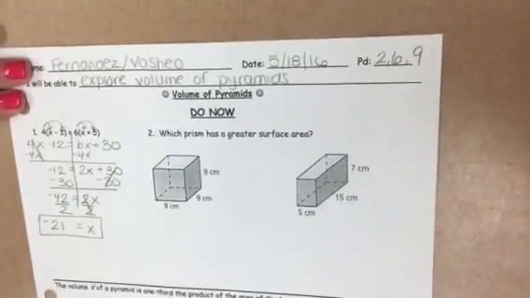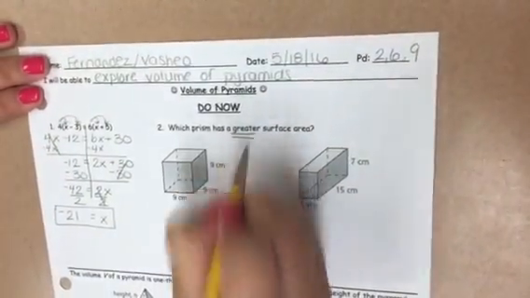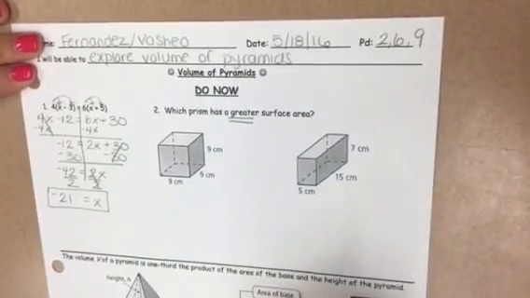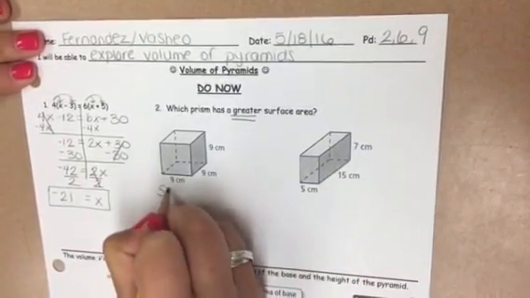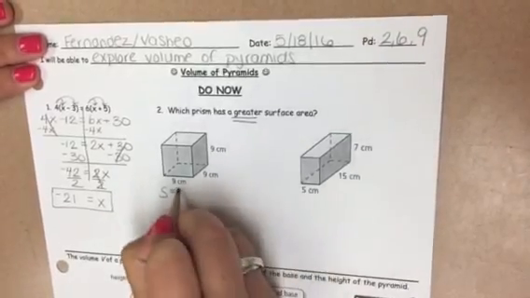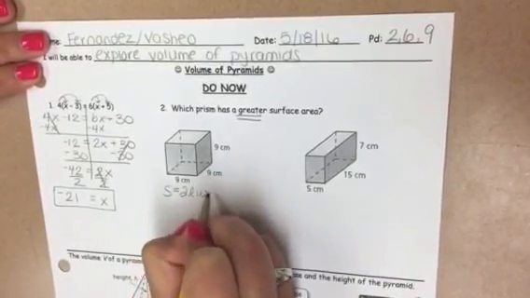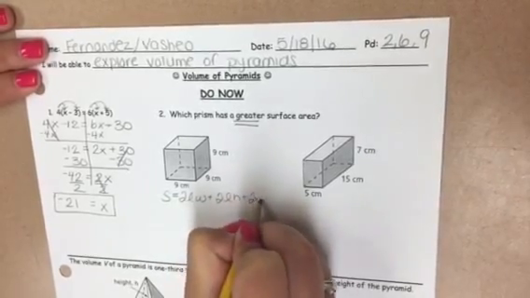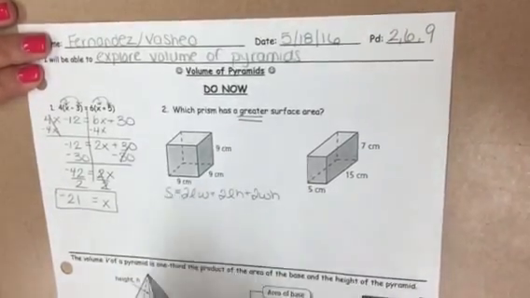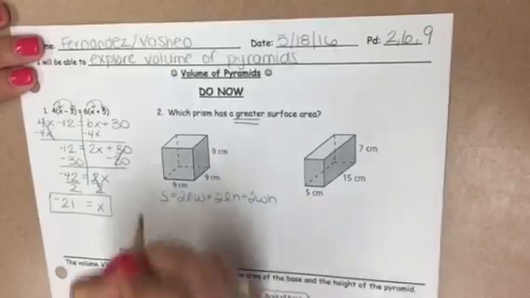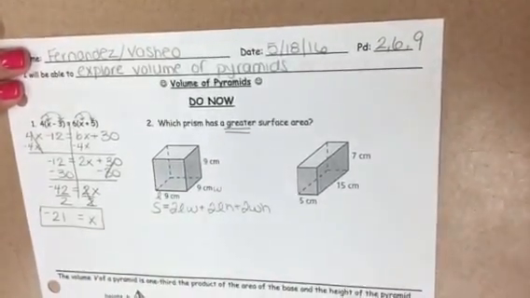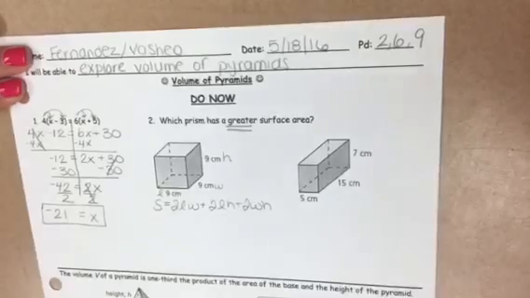For number 2, which prism has a greater surface area? We need to find the surface area for both of the figures. First, we write our formula. Surface area equals 2 length times width plus 2 length times height plus 2 width times height. We need to label our figure. 9 is your length, 9 is your width, and 9 is your height.